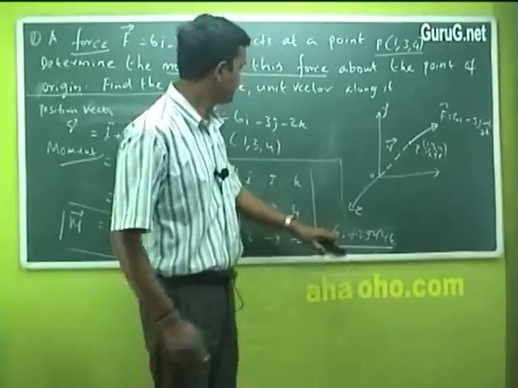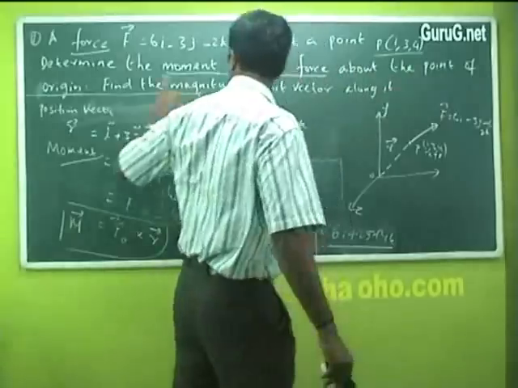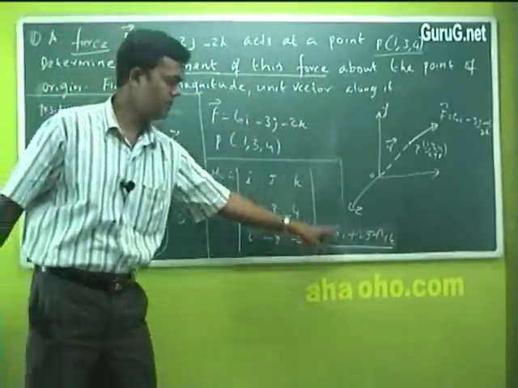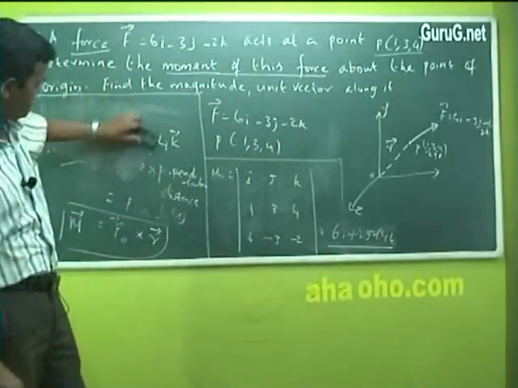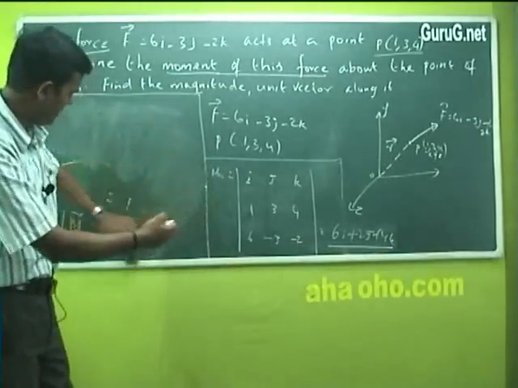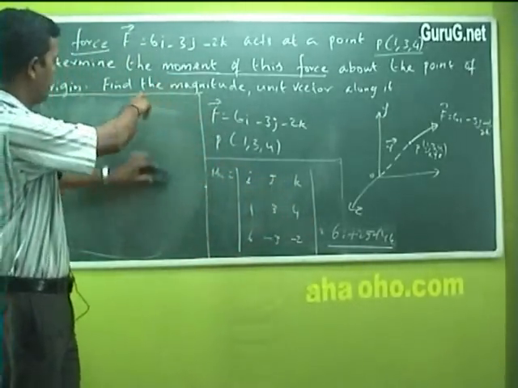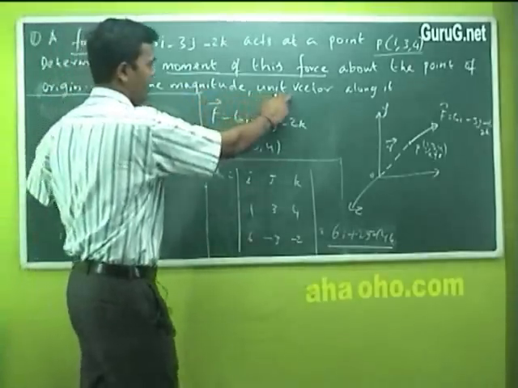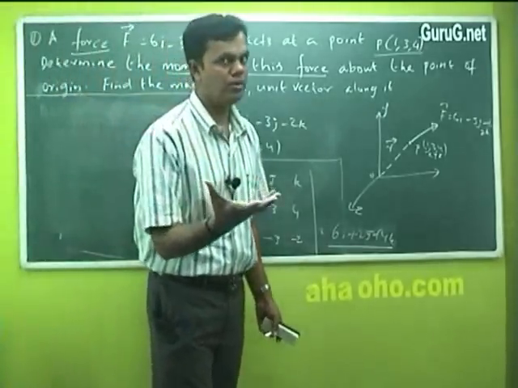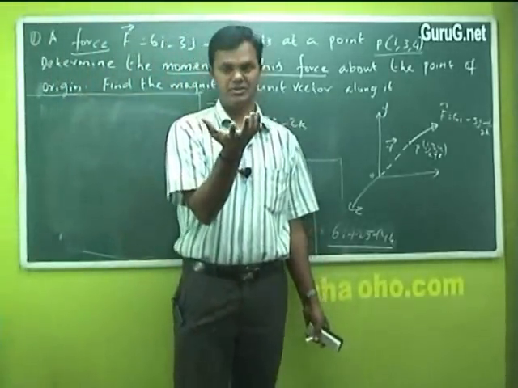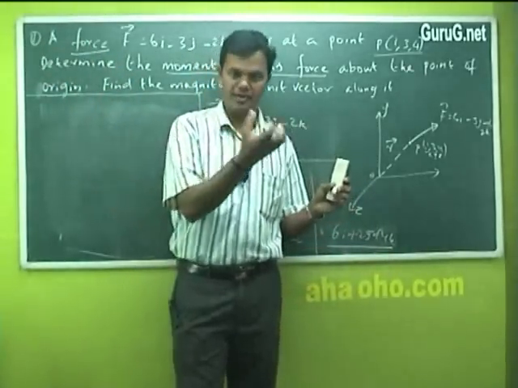And the first step, you determine the moment of this force about the point of origin. This is my first step. Second step, I will just clear this part. Kindly remember, after finding the moment, I am coming to the next one. It says find the magnitude and unit vector along it. Magnitude is the value of force. How much is it? 1 Newton, 5 Newton, 100 Newton, 1000 Newtons. That we have to find.